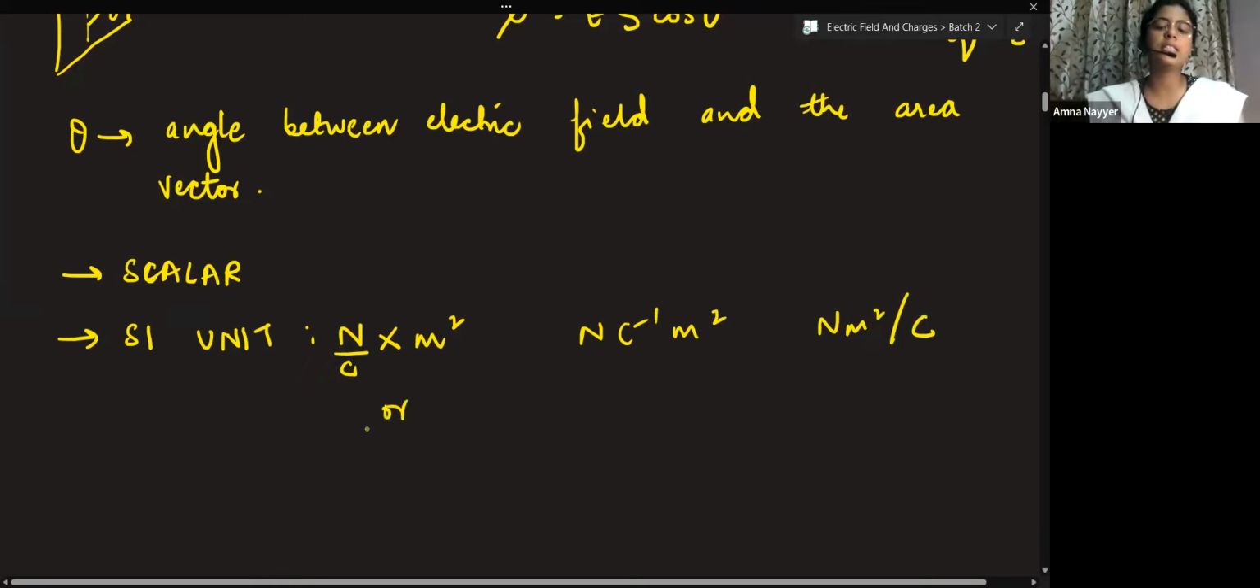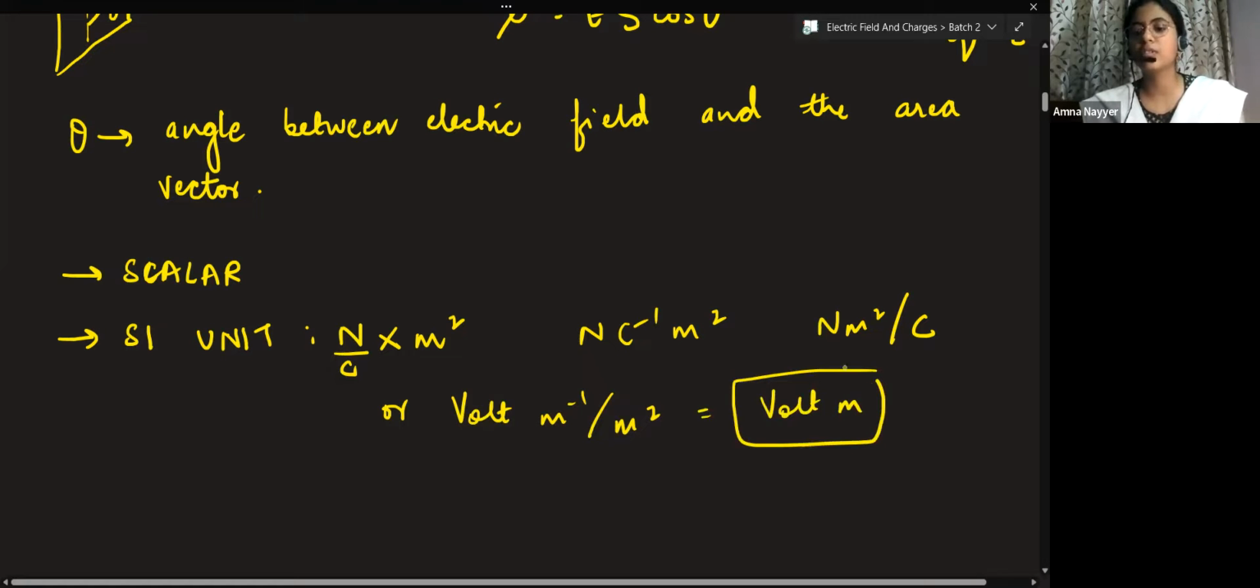One more SI unit is there. The SI unit of electric field is also volt per meter. So it can also be volt per meter times meter square, which can be written as volt meter. This is also one. All right. So just copy it down.